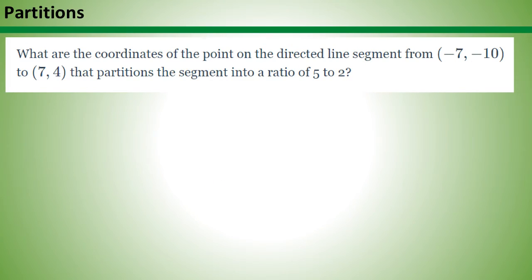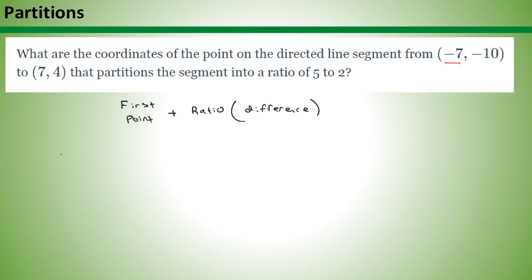Okay, so let's take a look at another. It says, what are the coordinates of the point on the directed line segment from negative 7, negative 10 to 7, 4 that partitions in a 5:2 ratio? So remember the formula. Let's write it again. Write this every time so you remember it. First point plus ratio times difference.